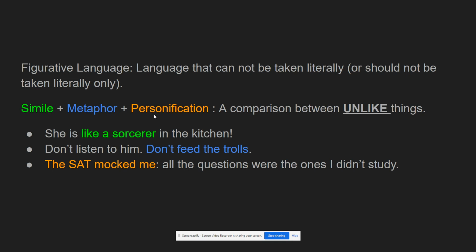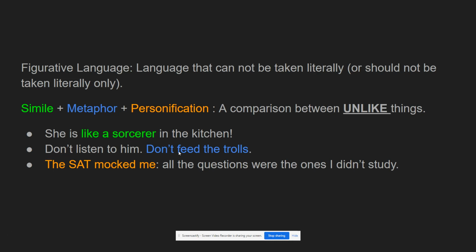Simile, metaphor, and personification are the most basic examples of figurative language, and frankly, you should have already mastered them at this point. You probably have. Here's an example of one. She is like a sorcerer. This is a simile because we are comparing a person to an unlike person, a sorcerer, with the word like. These are unlike because sorcerers do spells and she is in the kitchen, so these are not the same thing.